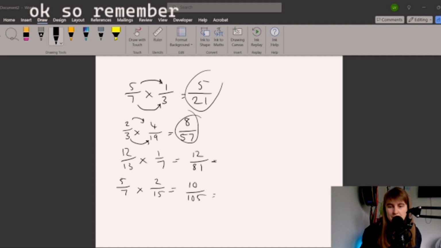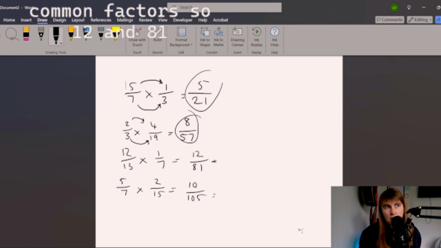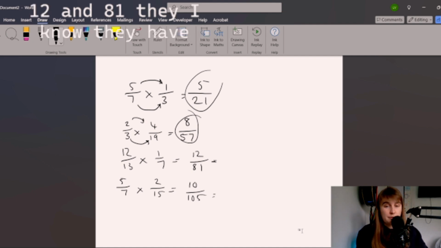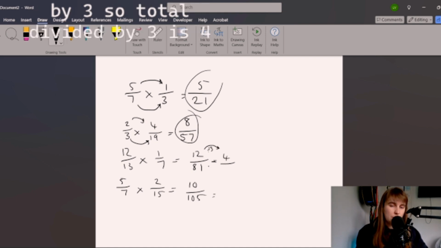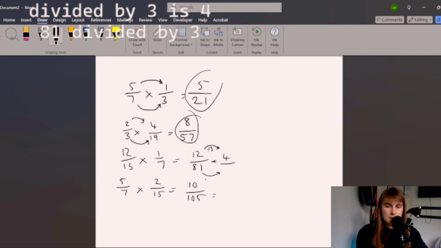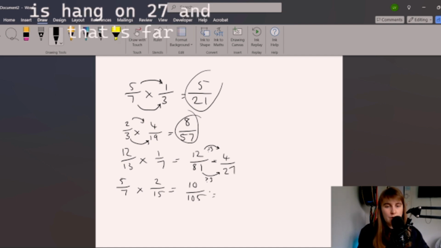Okay, so remember, simplifying means that we're looking for common factors. So 12 and 81, I know they have a common factor of 3. So I'm going to divide them both by 3. So 12 divided by 3 is 4. 81 divided by 3 is, hang on, 27. And that's as far as it will go.